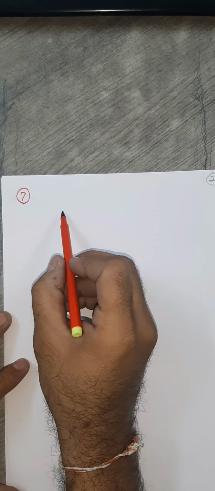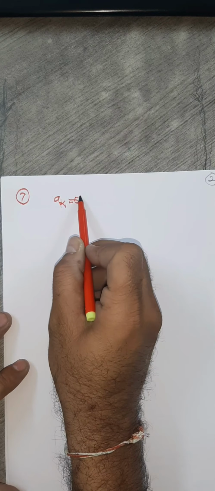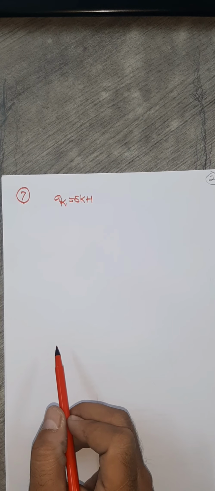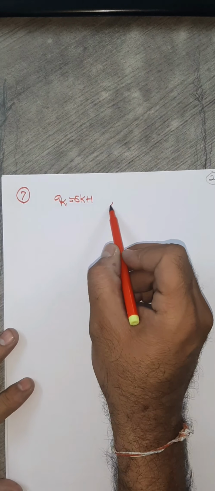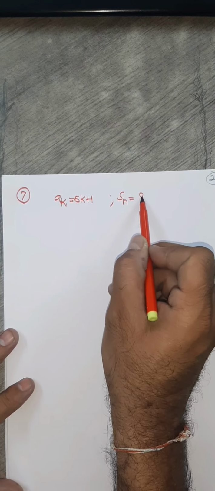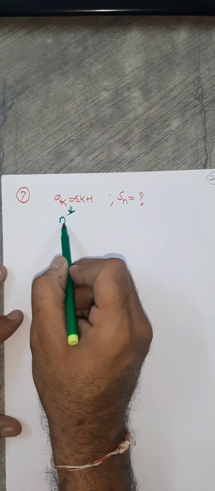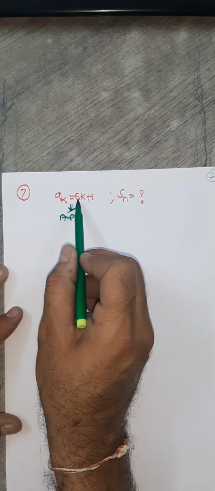Seventh question, kth term. Ak you are given, which is 5k plus 1. The kth term is given for an arithmetic progression. What do you want? You want the sum of the n terms. That is, you need Sn. This is the question. So you need a and d. So from this, I'll write the arithmetic progression. So immediately you'll get a and d. Put k equals 1 here.